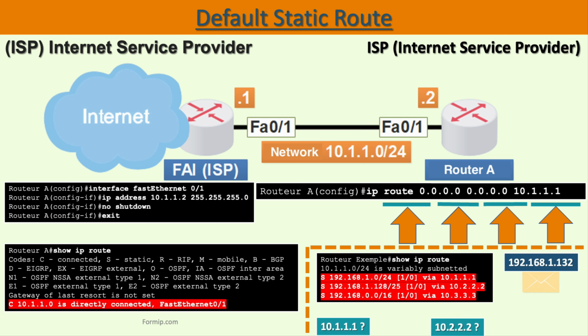As this address matches the 3 static routes of the router, will the IP packet be sent to 10.1.1.1, 10.2.2.2, or 10.3.3.3? Well, in this case, the router will choose the most accurate route, i.e. the one where there are the fewest machines. A /24 mask can hold 254 machines, a /25 126, and a /16 more than 65,000. The IP packets will therefore be forwarded to 10.2.2.2.